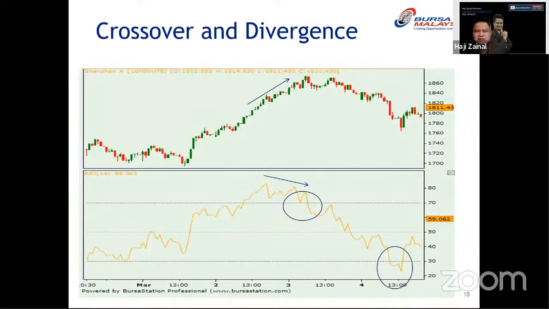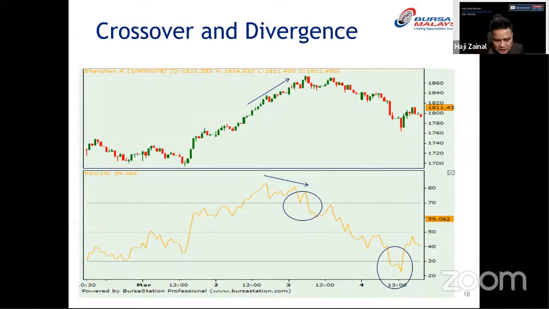What does divergence mean? Divergence here means that the price action is creating a new high. For example, you can see the price action is creating a new high, which means this high is higher than this high. We call it a higher high. But the indicator, in this case RSI, is creating a new low. Oh, sorry, a lower high.